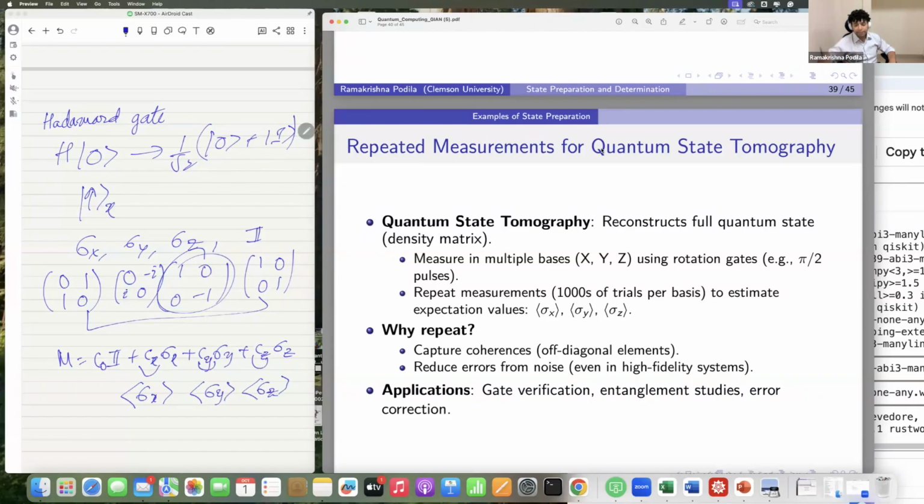By measuring along multiple bases and doing repeat measurements, I can do complete quantum state tomography. When I put the expectation value, that means this includes thousands of measurements, and I have to do those thousands of measurements along different bases. Then I can establish my density matrix, and this density matrix will capture coherences, that is, the off-diagonal elements. We will see what that is. They reduce errors from noise and give you high fidelity systems, so you can do things like error correction, gate verification, and so on.